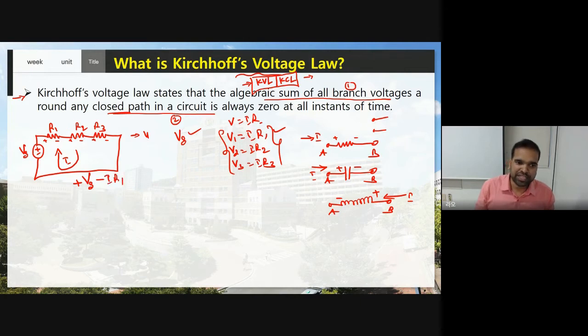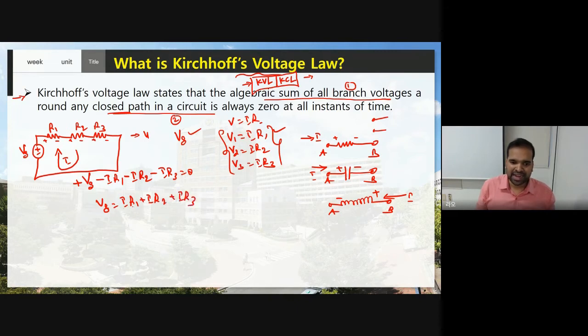And what is the voltage drop at R2? IR2. But you have to keep plus or minus here. That is very important because current is flowing plus to minus. So here you need to keep minus. And here also plus to minus, therefore minus IR3 equal to 0. So once you simplify this equation, Vs equal to IR1 plus IR2 plus IR3.